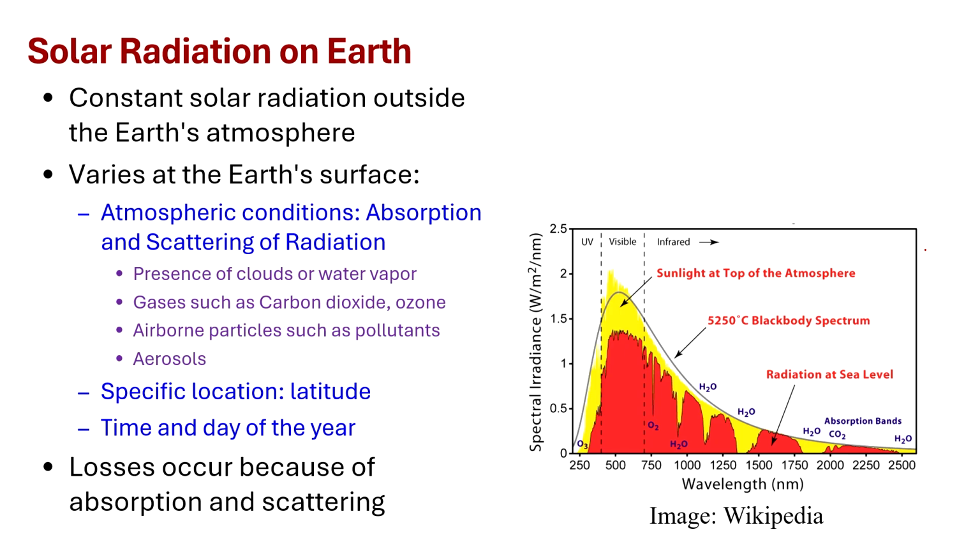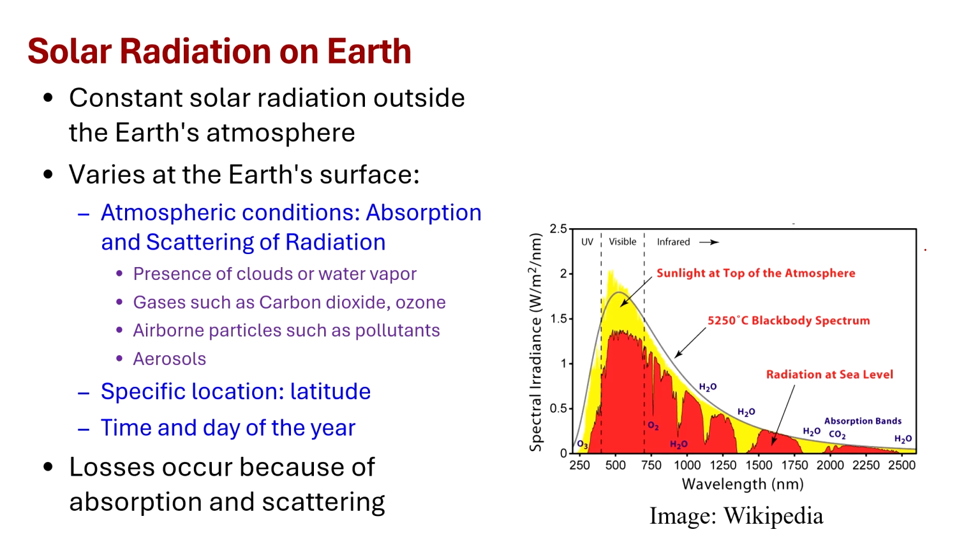It is also dependent upon the presence of gases such as carbon dioxide, ozone, methane, and nitrous oxide that could be present in the atmosphere. It is also dependent upon the presence of airborne particles such as pollutants as well as aerosols. So, the presence of all these gases, molecules, water vapor, pollutants, aerosols, etc., affects the amount of radiation that is received on the surface.